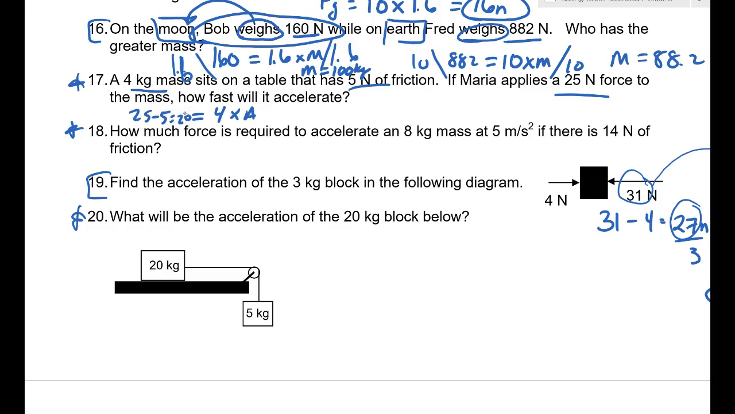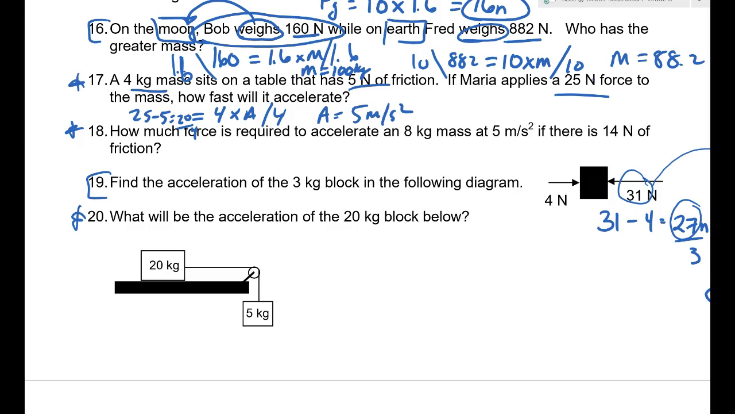So 20 equals 4 times the acceleration. Divide both sides by 4, and we are left with an acceleration of 5 meters per second squared. If instead that 25 newtons did not have to first deal with friction, that object would be going faster. It would be going nearly 6 meters per second squared.